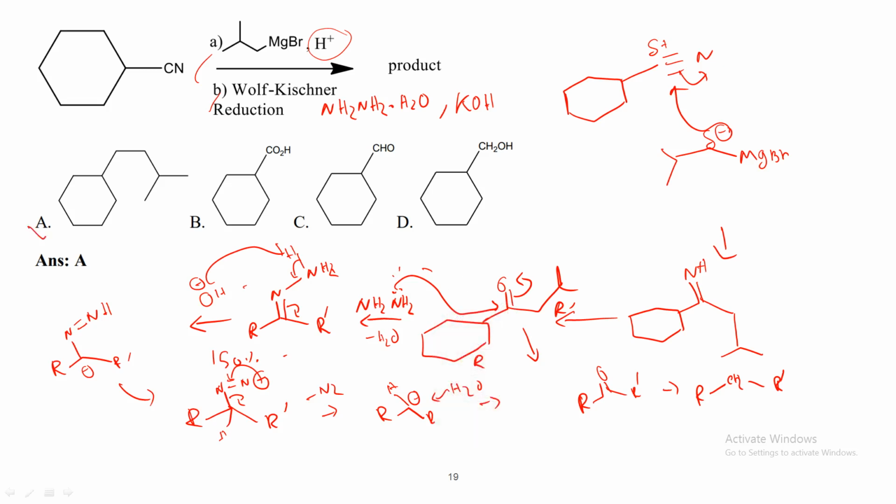So A should be the answer. Here keto was there, it is reduced. This is the right answer. Here CO2H, CHO and alcohol, so these are the wrong ones. So A should be the answer.